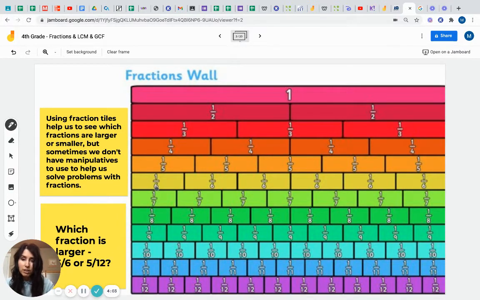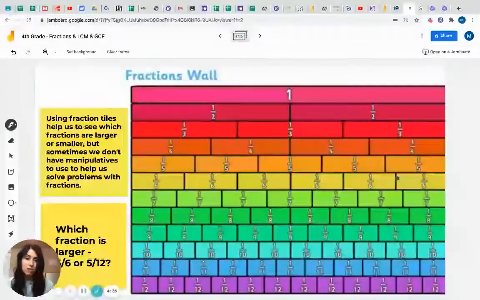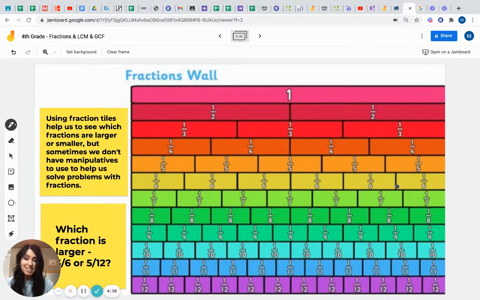5/6. So I have to go to the denominator with the 6, and I'm going to count 5 of these parts. 1 part, 2 parts, 3 parts, 4 parts, 5 parts. And so I'm comparing this length of this line from here to here. It stops there to 5/12. So I find the denominator with the 12 and I count over 1 part, 2 parts, 3 parts, 4 parts, and 5 parts. So it would be right here. So I'm comparing this line to this line. And what do you notice? Do you notice that 5/6 is quite a bit larger than 5/12?